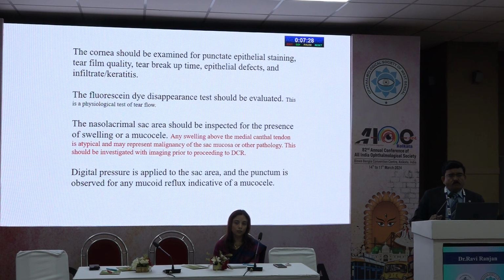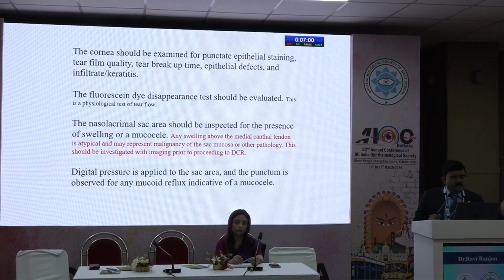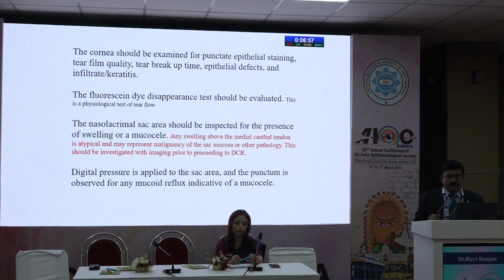The cornea should be examined for punctate epithelial staining, tear film quality, tear film breakup time, epithelial defects, and infiltrate or keratitis. These are the other causes of tearing, and otherwise we go for DCR surgery without any benefit to the patient. The fluorescein dye disappearance test should be evaluated, and the nasolacrimal sac area should be inspected for swelling or a mucocele. Very important point here: any swelling above the medial canthal tendon is atypical and may represent malignancy of the sac mucosa or other pathology, and this should be investigated with imaging prior to proceeding to DCR. Digital pressure is applied to the sac area, and the punctum is observed for any mucoid reflux indicative of a mucocele.